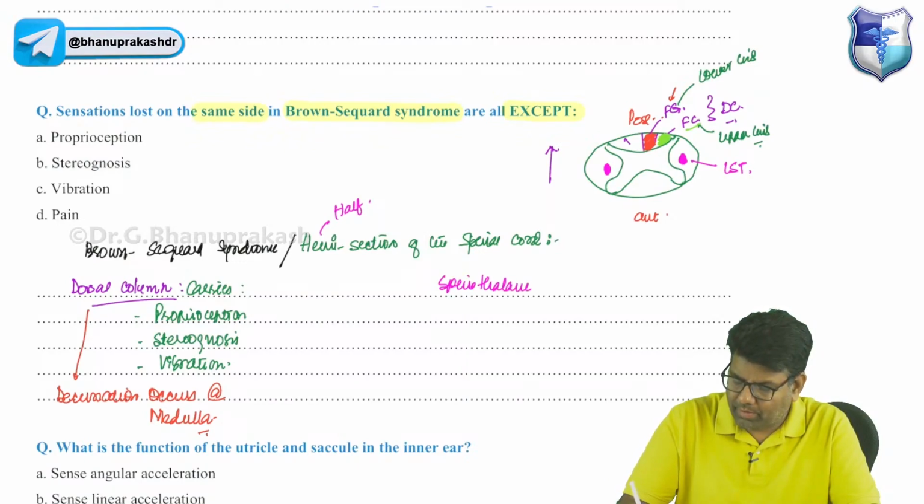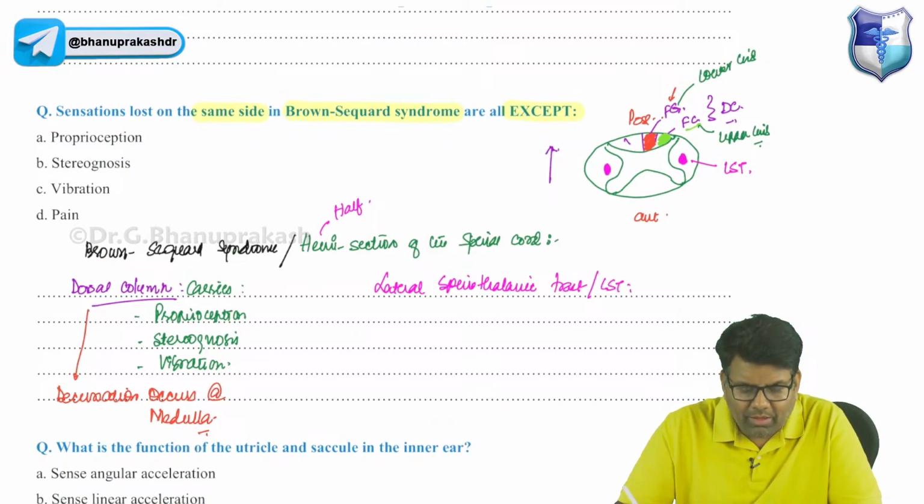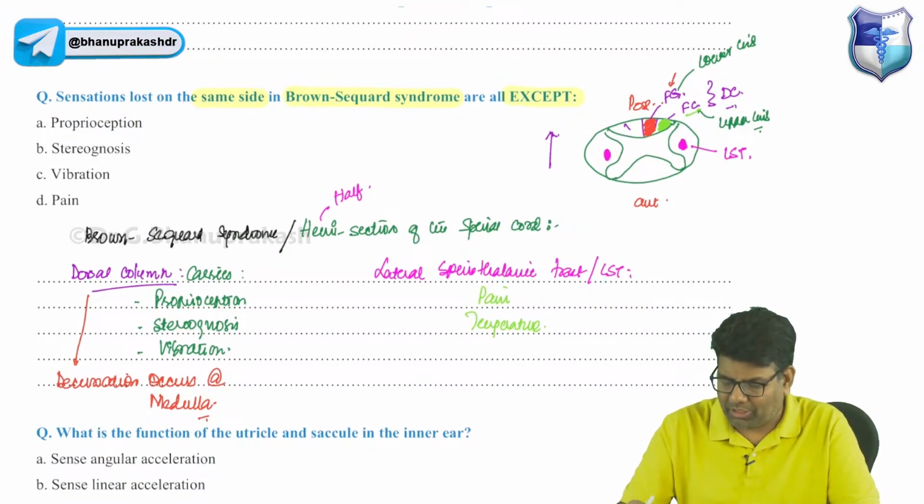Spinothalamic. I'm more interested in the lateral spinothalamic tract, LST. What are the modalities which are carried by the lateral spinothalamic tract? Lateral carries pain and temperature. Right, Raghu. So pain and temperature are carried by the lateral spinothalamic tract.